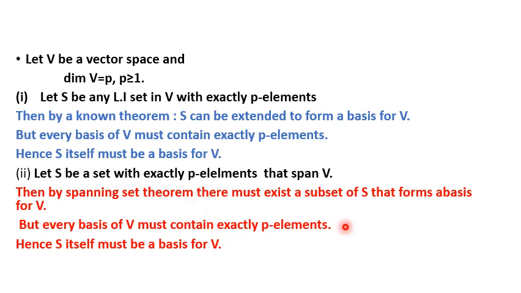In that case, if you take a proper subset of S, it will have fewer vectors. Then you will get a basis with fewer than p vectors. But every basis of V must contain exactly p elements. But you are getting a basis with fewer than p vectors. These two are contradictory. Then what is possible? Only S itself forms a basis for V. That is the only possibility. Hence the theorem is proved.